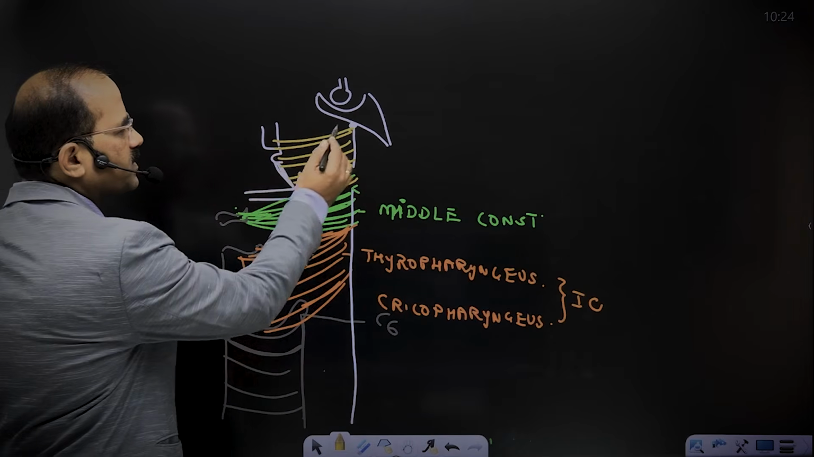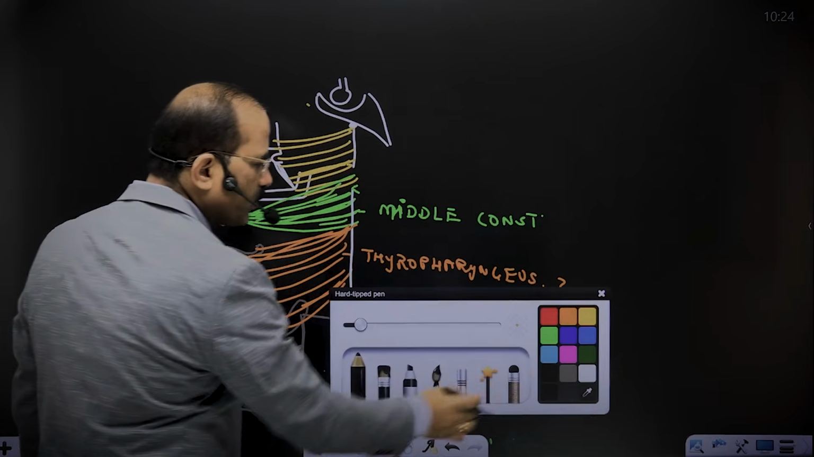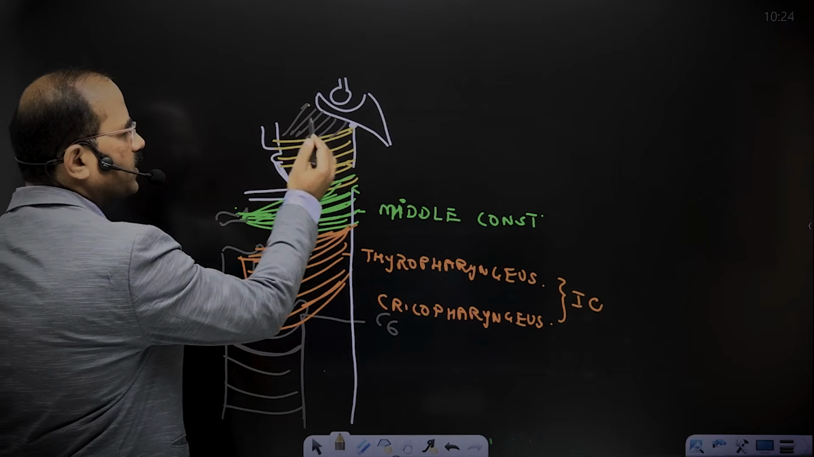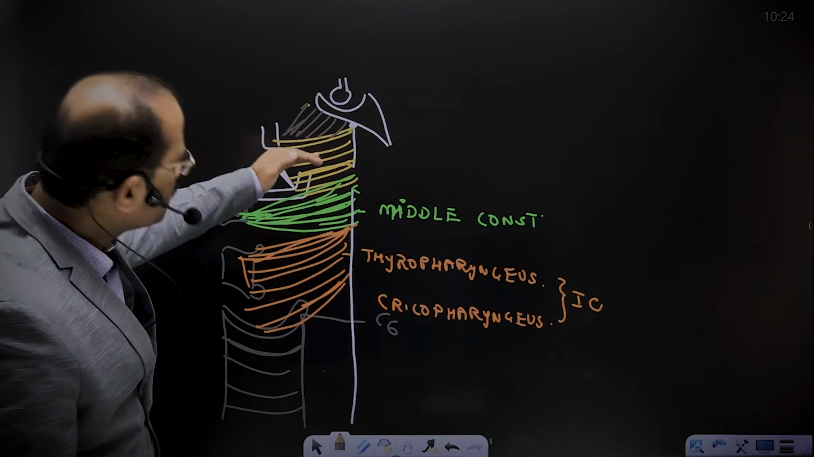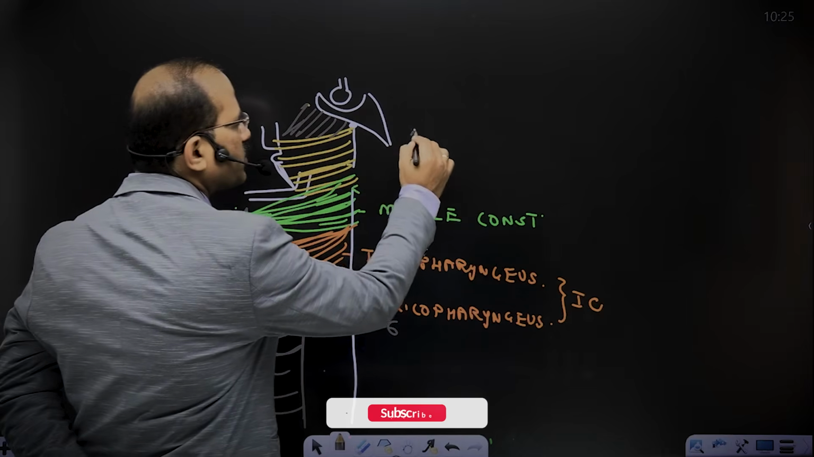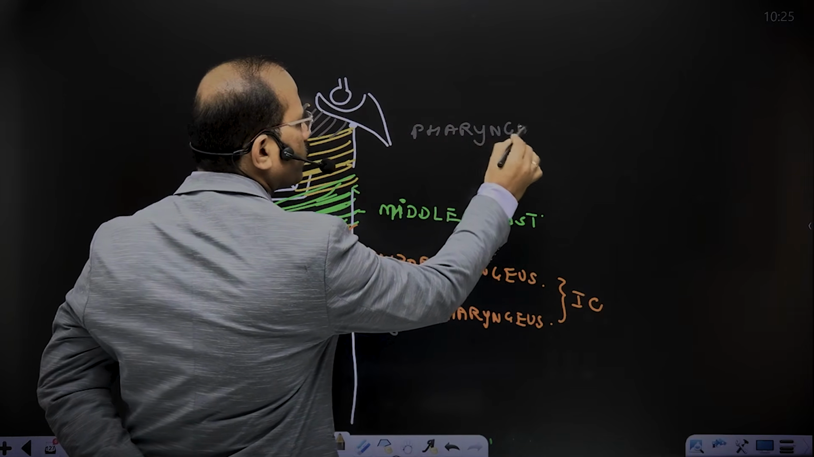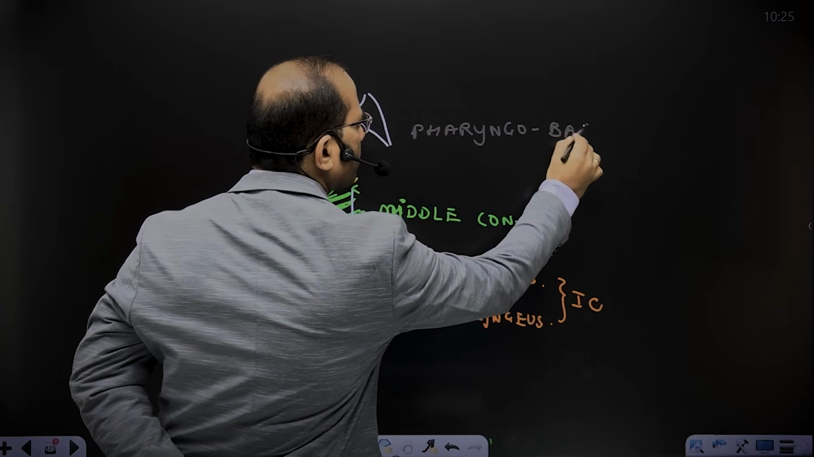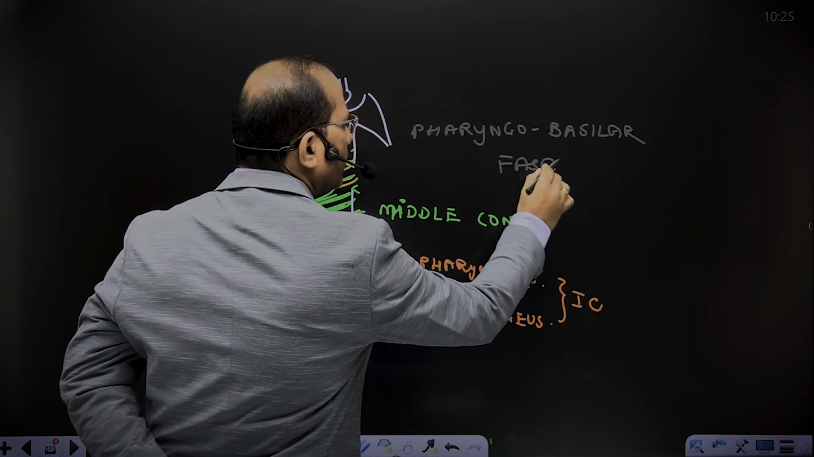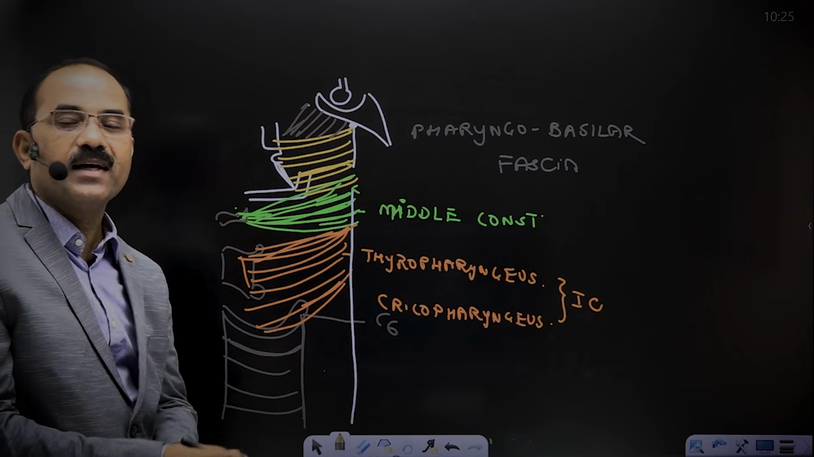Now have a look. What is this, students? That's the superior constrictor. That's the base of the skull, right? Between the superior constrictor and the base of the skull, there is a fascia, and this fascia is known as the Pharyngobasilar Fascia. So between the base of the skull and the superior constrictor lies a fascia.